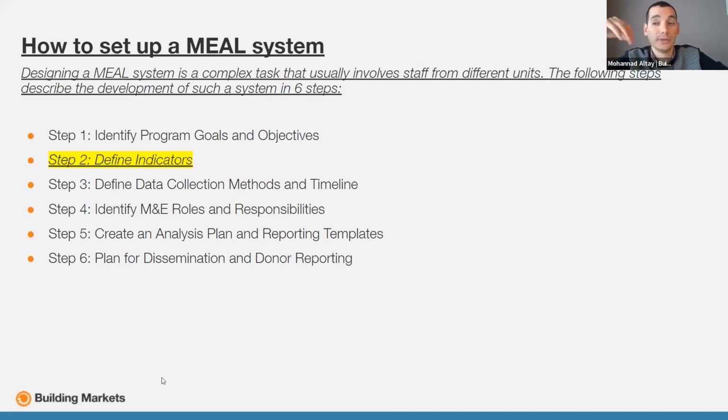It is very crucial to make sure that everyone in the team understands how the MEAL system will work. It shouldn't be limited to the MEAL staff or the MEAL unit. Even if you have a big MEAL unit that will carry out all of the activities, it is still important that the project staff are aware of what the roles are and who will do what. And after this, the next step is to create an analysis plan and reporting template.